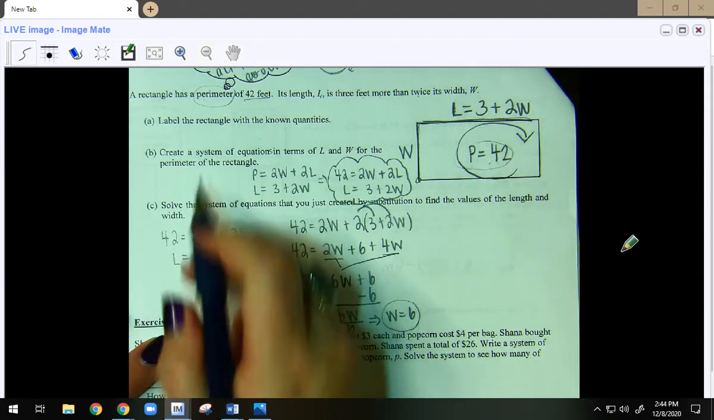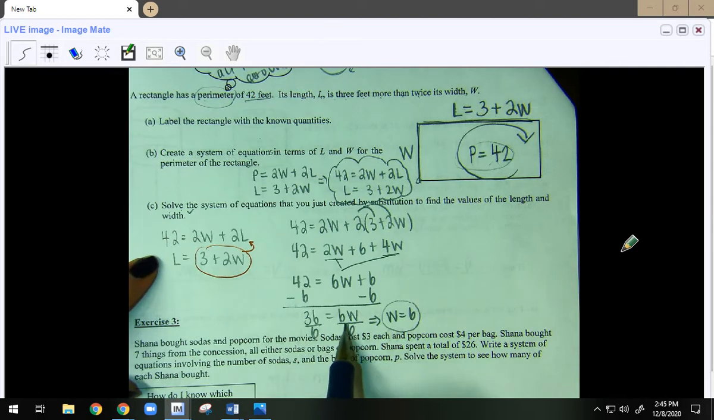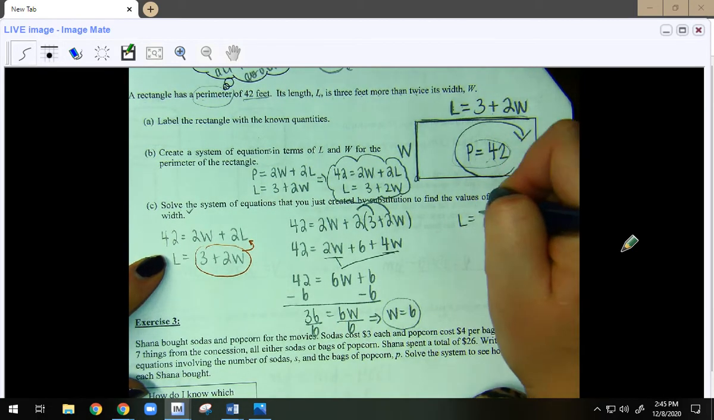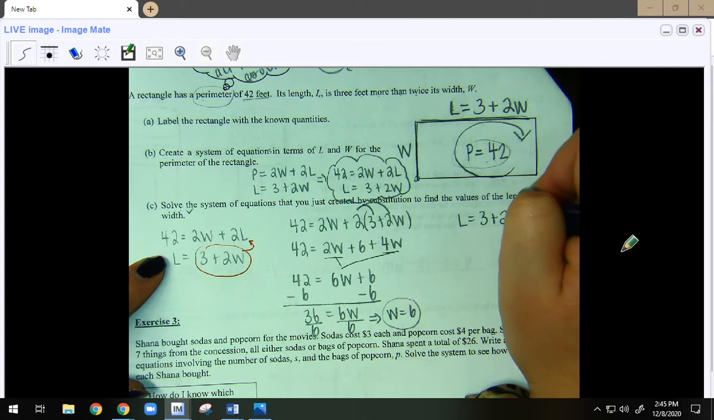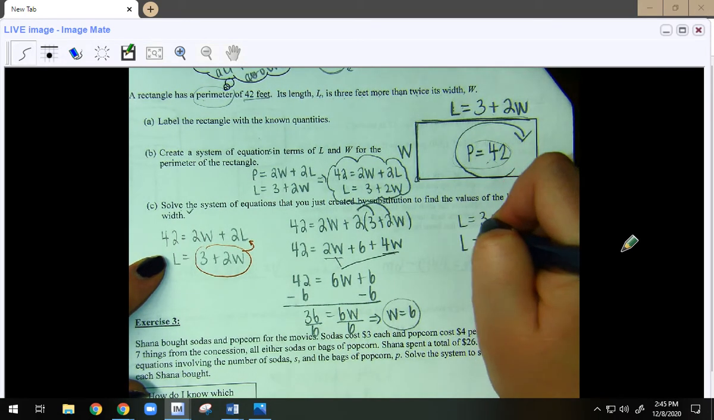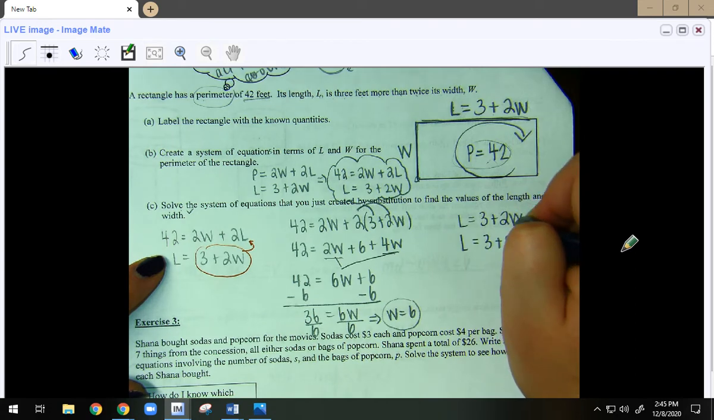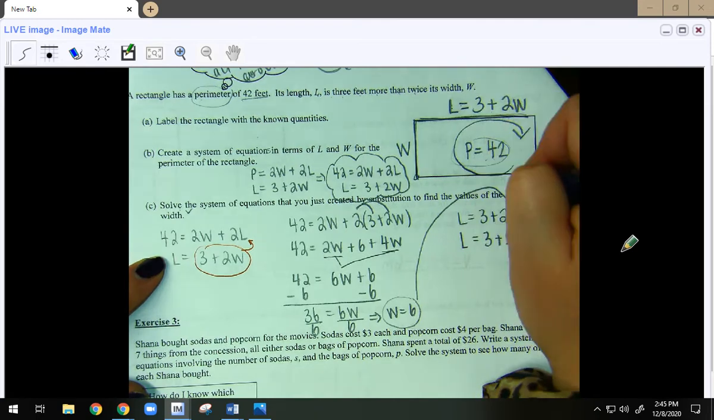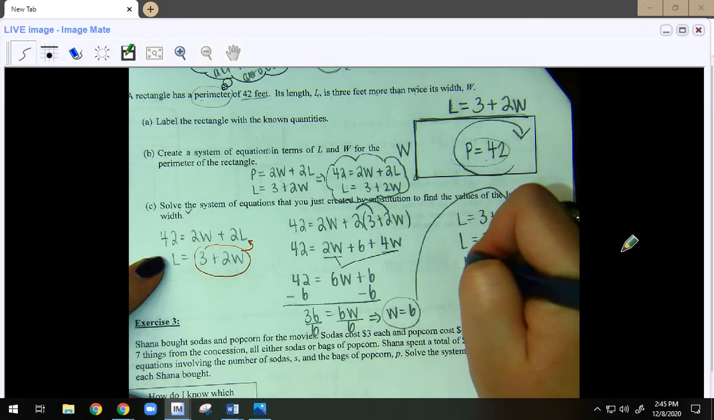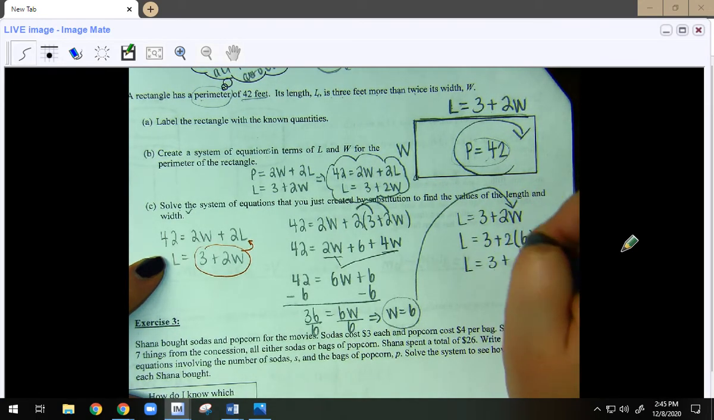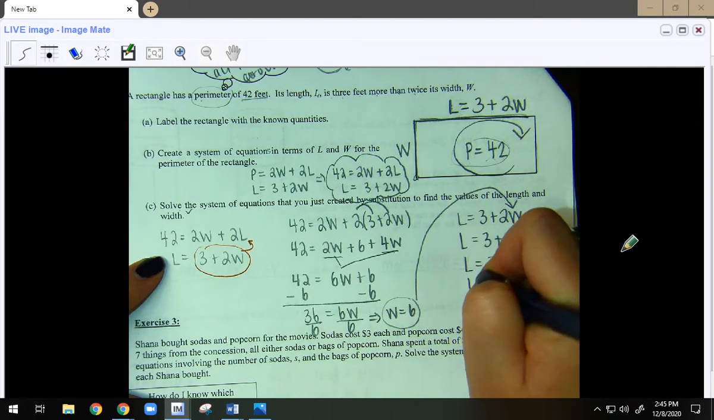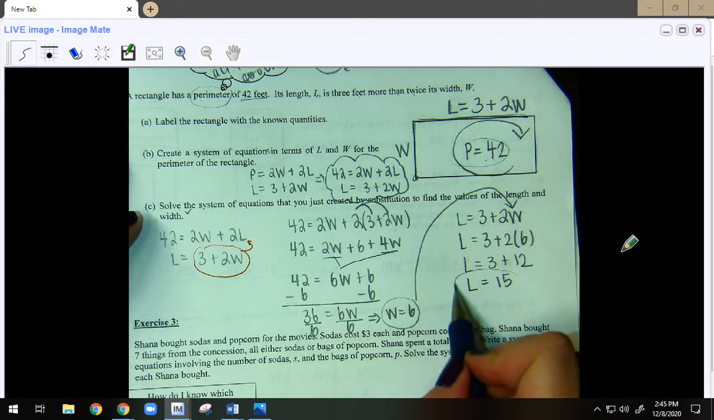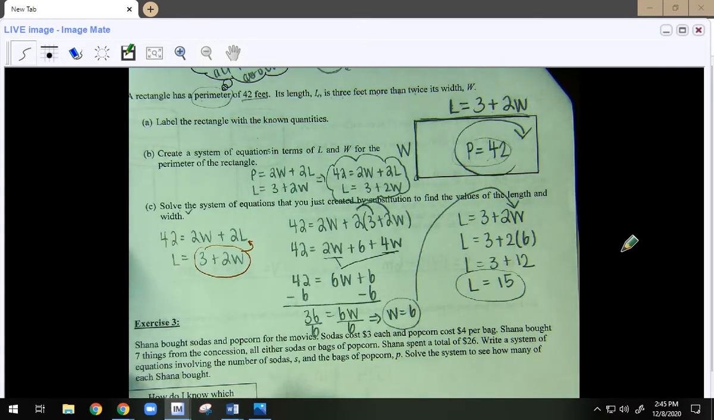Okay, so I solved for the width. So now all I have to do is solve for the length. Okay, so the length is 3 more than 2 times the width, which is 3 plus 2 times 6. So I get L equals 3 plus 12. L equals 15. Okay, so there's my length and there's my width.